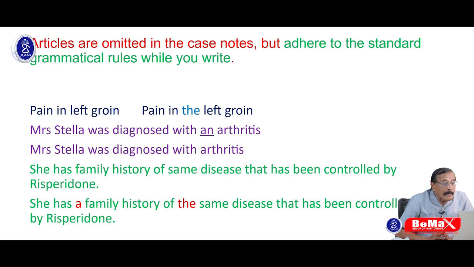For example, "pain in left groin". No, that's wrong. Pain in the left groin. But in the case note, you will get pain in left groin. And she was diagnosed with arthritis, not an arthritis. And she has a family history. This is a sentence again you have to write. She has a family history, because family history can be counted. And with the same disease, not with same disease, with the same disease.